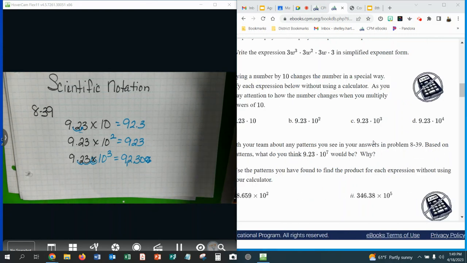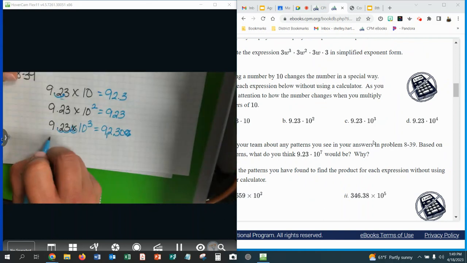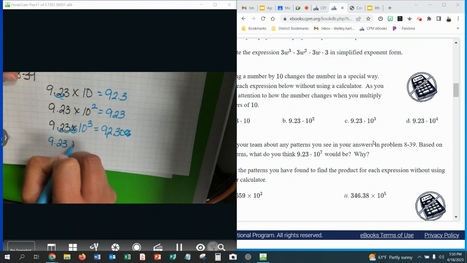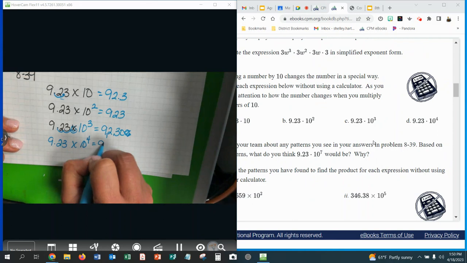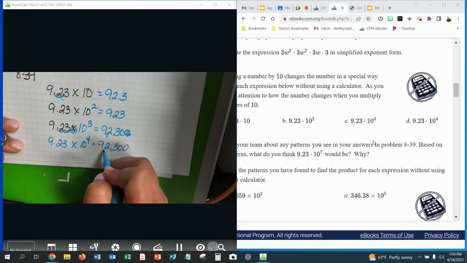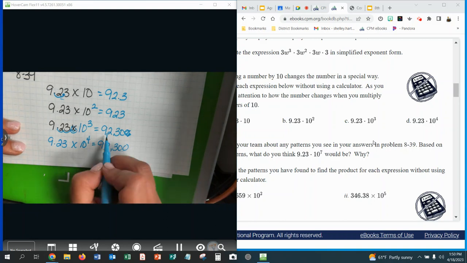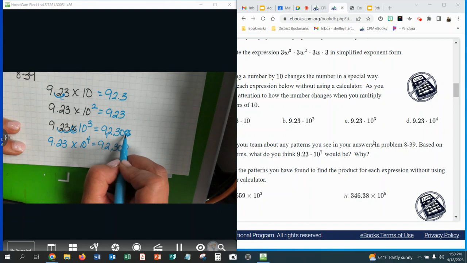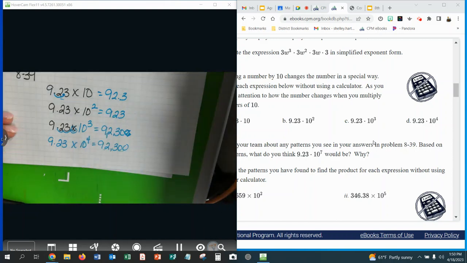I went to number 4, or D. D is going to be 9.23 times 10 to the fourth. So it's going to be 92,300. And see, our decimal used to be here, and we went out 1, 2, 3, 4 places. This is 3 places, 1, 2, 3. This is 2 places, and then this is just 1. Do you see the difference? How do you feel about that?